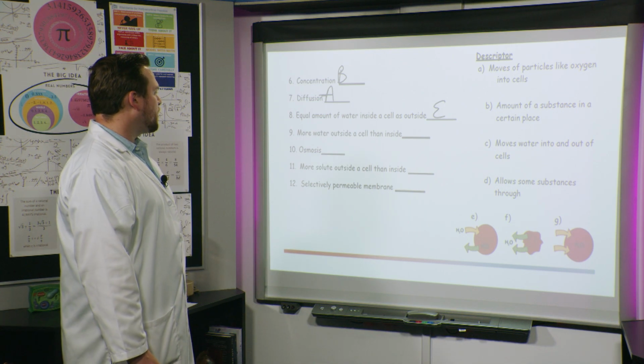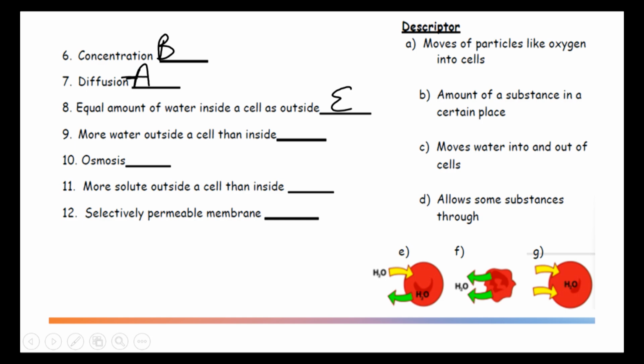Great. Let's keep it going. 9 says more water outside a cell than inside. So which of those pictures down at the bottom do we think represents more water outside of the cell? Well, I'm thinking letter G for this one. If there's more water outside of the cell, then the water's going to be rushing into our cells and it's going to swell it up a little bit. Okay, 10 is asking for osmosis. Do we see a good definition for osmosis here? Remember that it's moving water. That's really important, okay? So I see moves water. I know right away that that's the answer. So this one's going to be C. All right, 11 says more solutes outside a cell than inside.